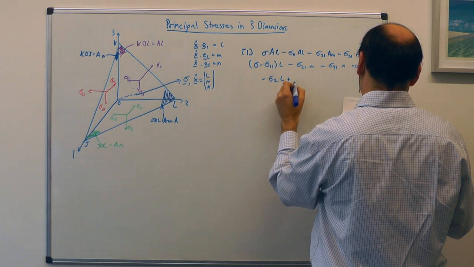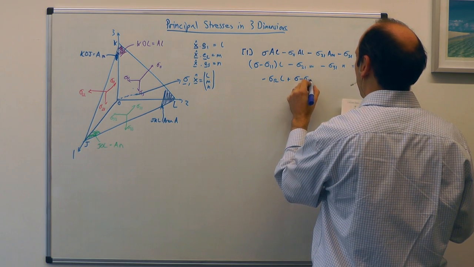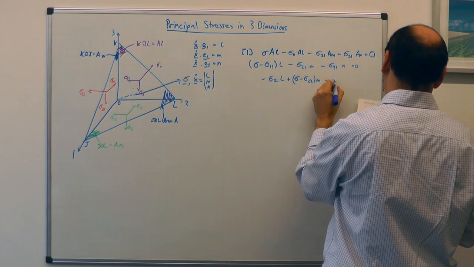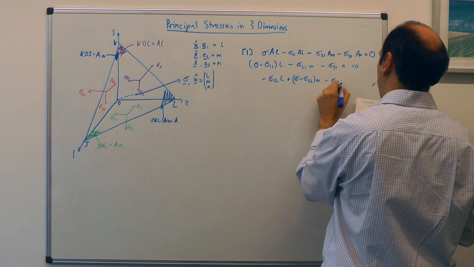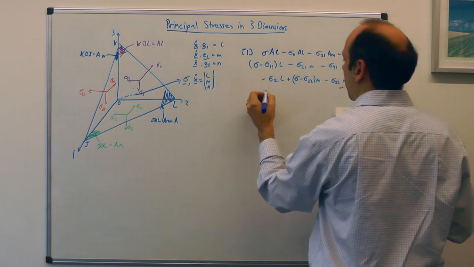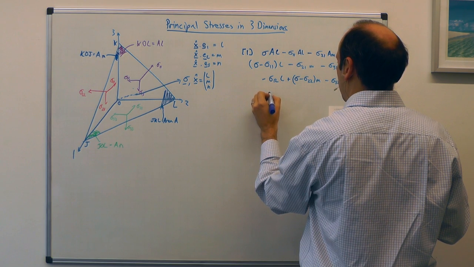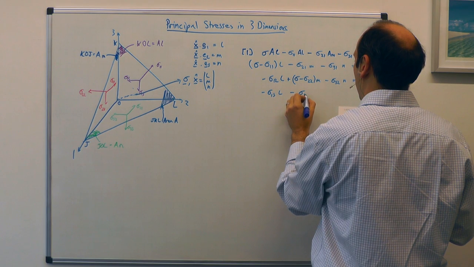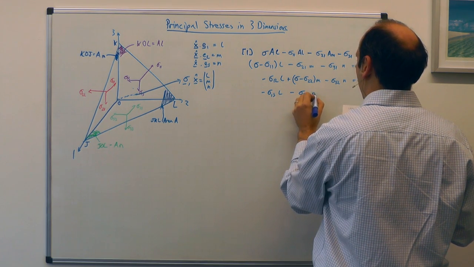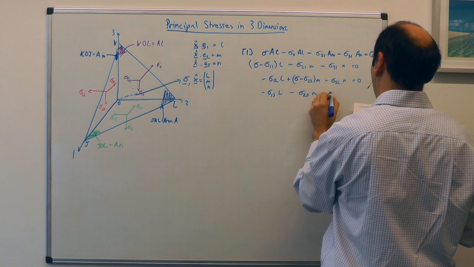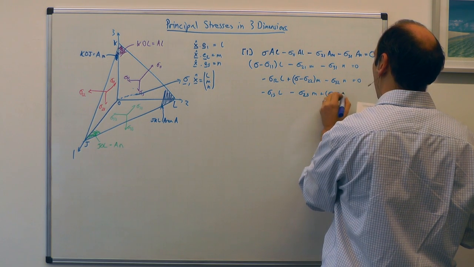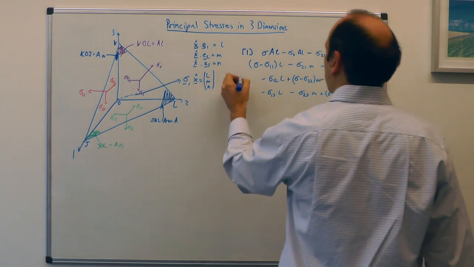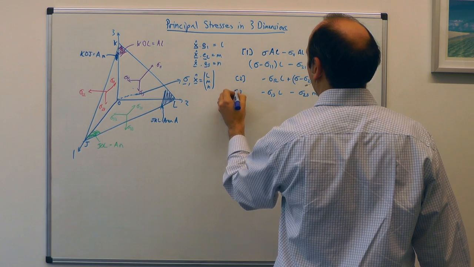Plus I'll have minus sigma 2-2 M, and then minus sigma 3-2 N. And my third equation will be minus sigma 1-3 L minus sigma 2-3 M minus sigma 3-3 N. And I've got three simultaneous equations. Sorry, that was the two axis, and that's the three axis.